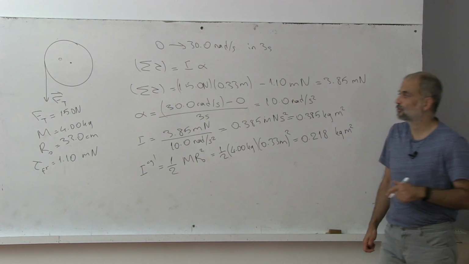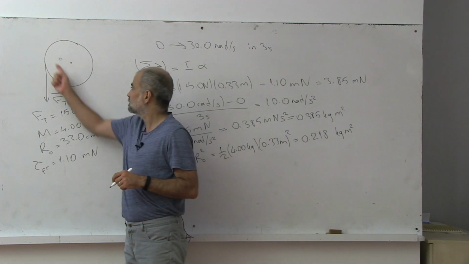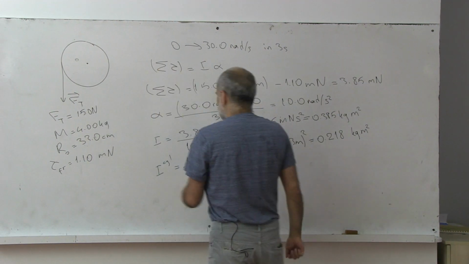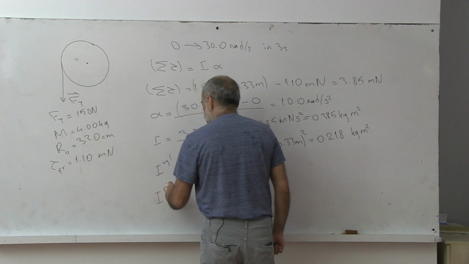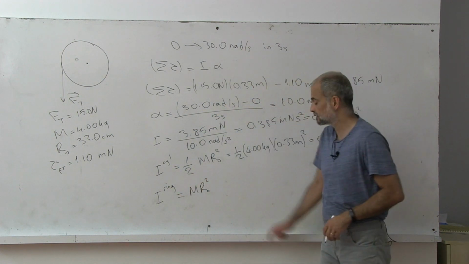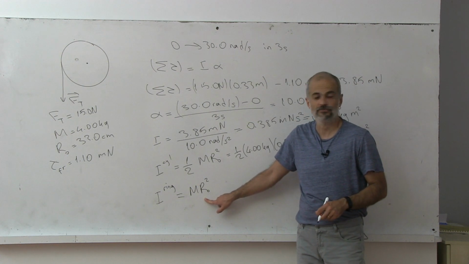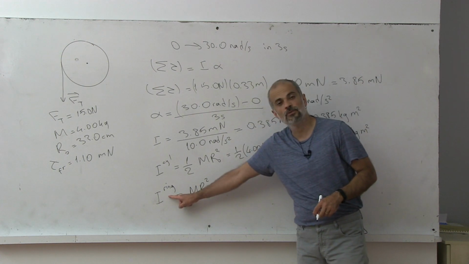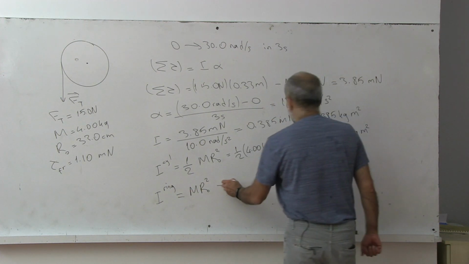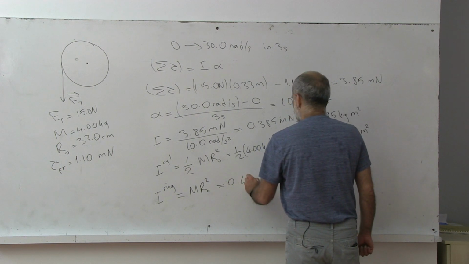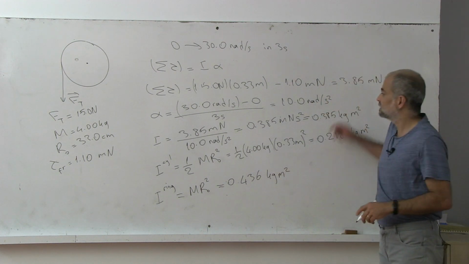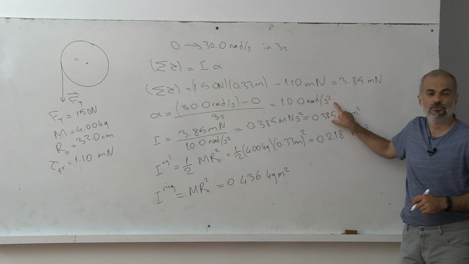Now, on the other extreme, if this was not a disk but just a ring, with all the mass concentrated at the edge, in such a case, the moment of inertia of the ring is mass times the radius squared. Since all the mass is at the same distance given by the radius of the ring, the moment of inertia of the ring is just its mass times the radius squared, which will give us a moment of inertia of 0.436 kilograms meter squared.